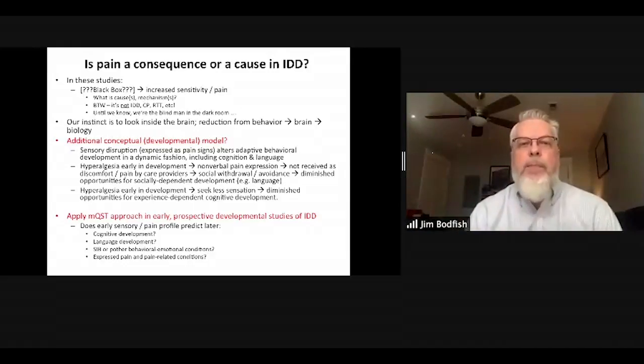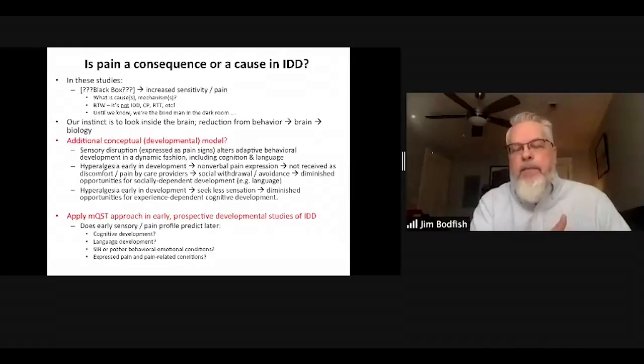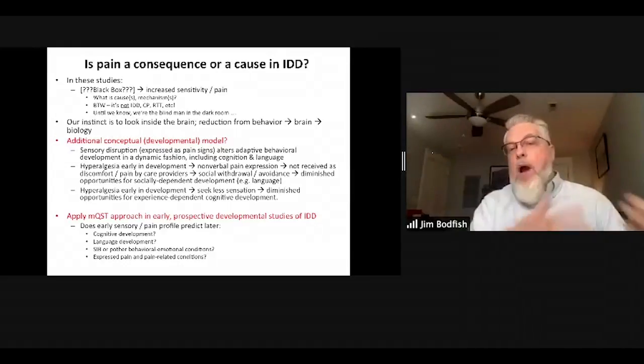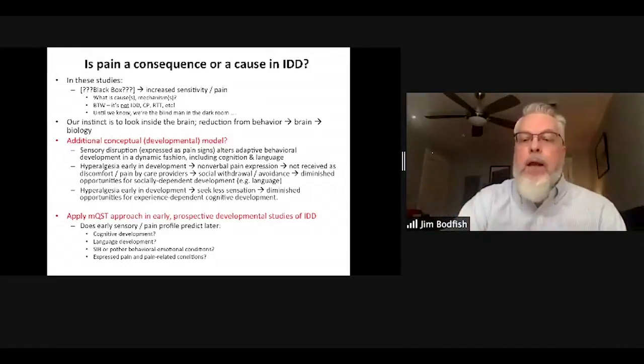But I just want to close by adding that there's another way to think about this conceptually or developmentally, that pain may be not just a consequence, but also a cause of many of the things we're interested in developmental disabilities. And so there's this approach here, quantitative sensory testing, that could be moved very early in development in prospective developmental studies. And I know Dr. Symons and his group are looking at this too, to see to what extent, now that we can quantify this in a rigorous and reproducible manner, this is leading to important outcomes that we're interested in developmental disabilities.